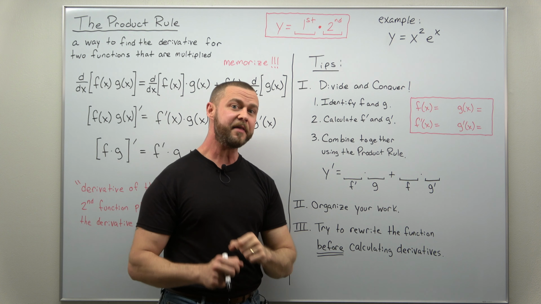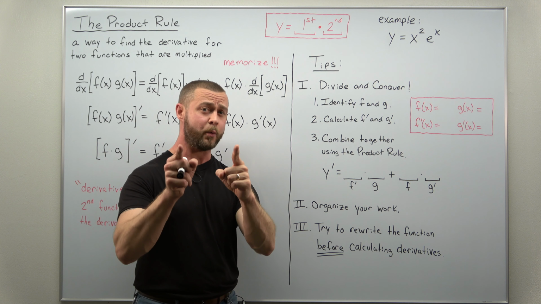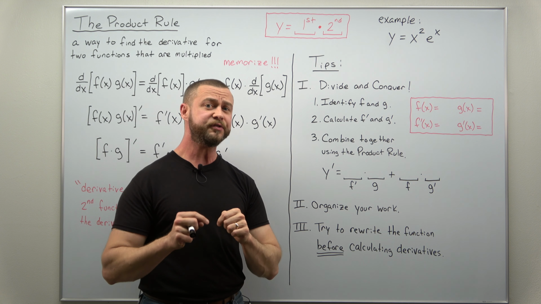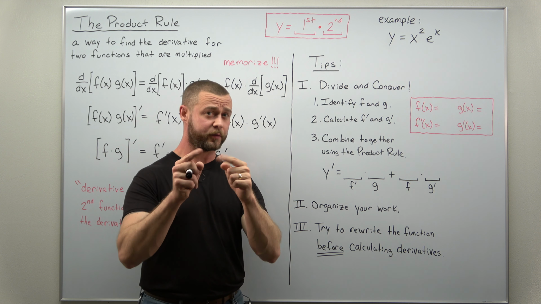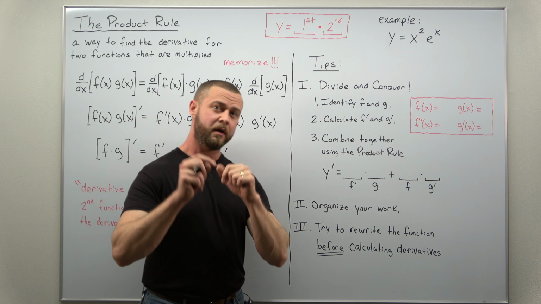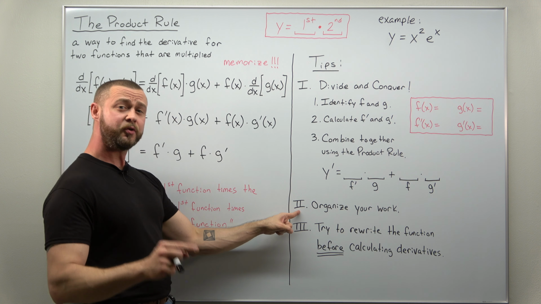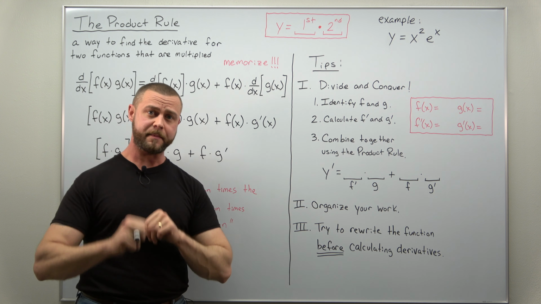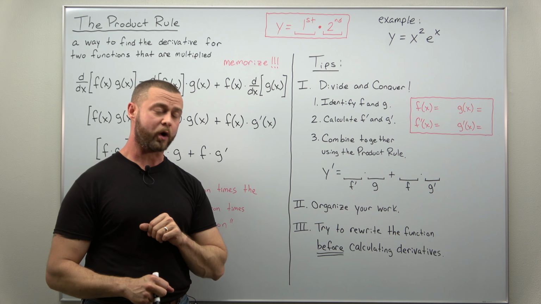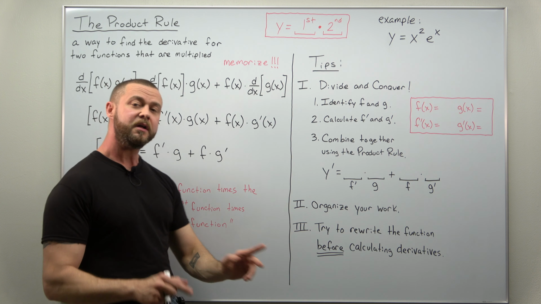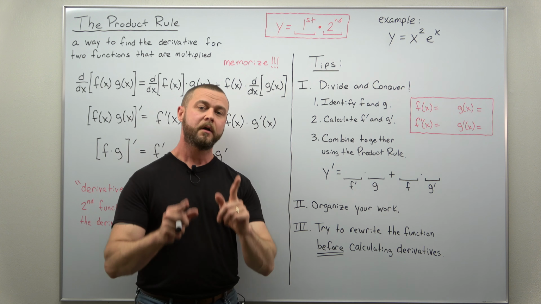All right, so that's the method of divide and conquer. It works for the product rule, and we'll also see it to be used for the quotient rule. All right, step two, or tip two here, we already mentioned, organizing your work. But the third tip is incredibly important.